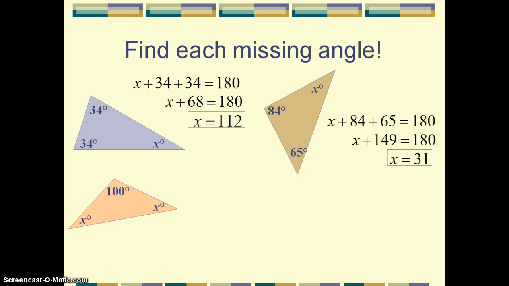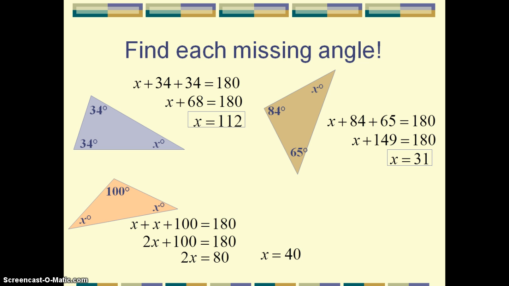The next one, we have two x's, but that's perfectly fine. We're going to write our equation, x plus x plus 100 is equal to 180. We combine like terms to get 2x plus 100 is equal to 180. Subtract 100 from both sides, and finally divide by 2 to get x is equal to 40. So these are level 2 type of questions, just finding a missing angle in a triangle. Let's try some that are a little bit harder.